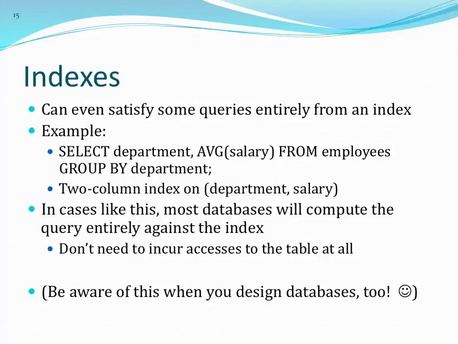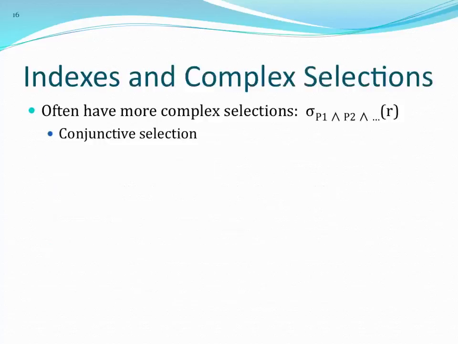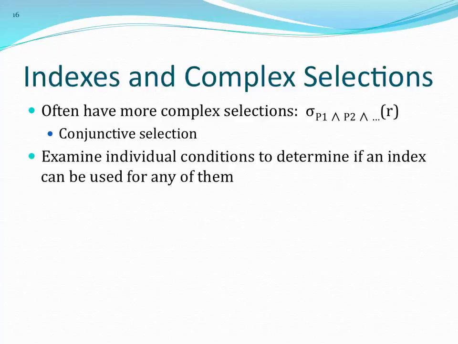Okay. Let's see. So a complex selection. So we talked about conjunctive and disjunctive selection a little bit earlier. We have a couple of slides to talk about this. So we have various selections, P1 and P2 and so forth. So we have various conjuncts in our predicate that may or may not individually benefit from an index.